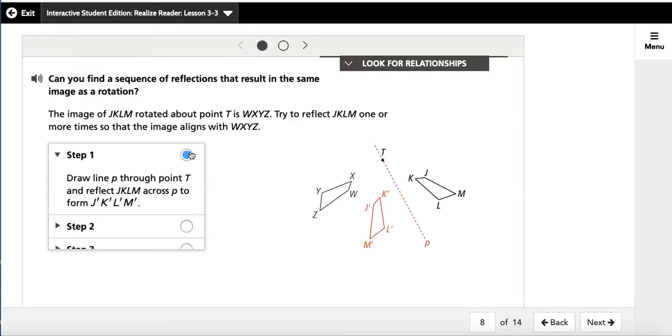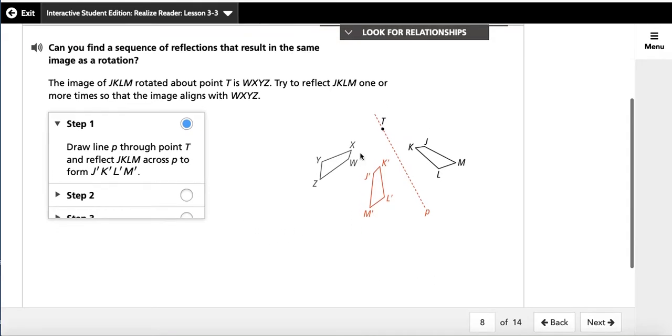First, they drew a line through T, which was the point of rotation, and they reflected the quadrilateral over line P to here. Notice it meets all the rules of reflection, by line P being a perpendicular bisector of segment LL prime, and such.